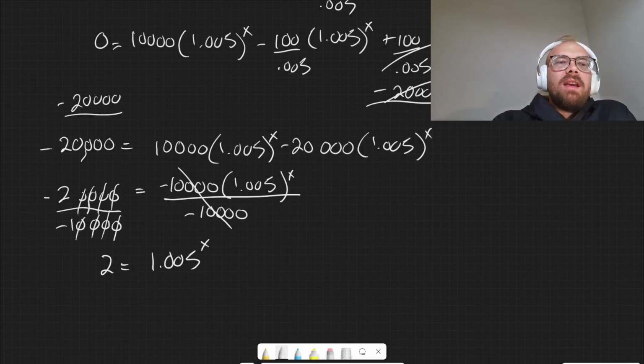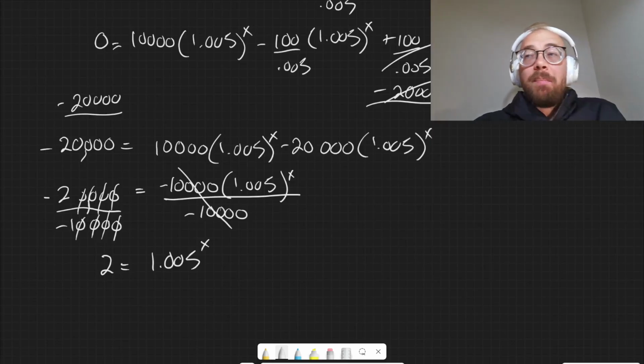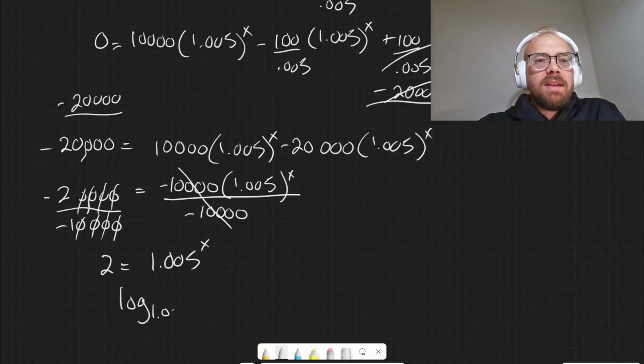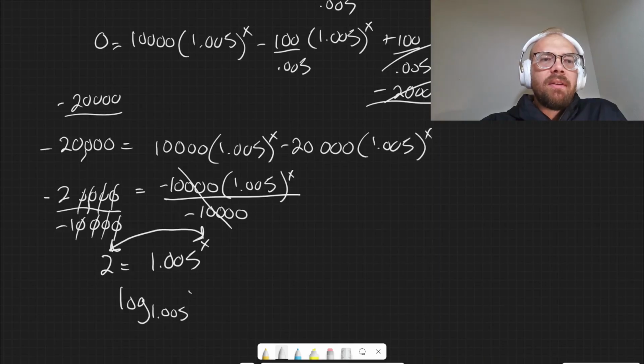So then I would just change it into a logarithm. When you're changing it into a logarithm, the base stays the base and the other two switch places. So it would be a log base 1.005. And then the other two numbers would switch places. So instead of the x being connected to the 1.005, the 2 is going to be connected, and instead of it being equal to 2, it's going to be equal to x. And there we go, I've solved it.